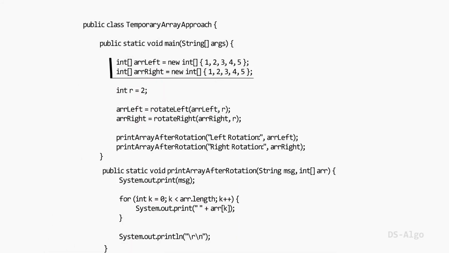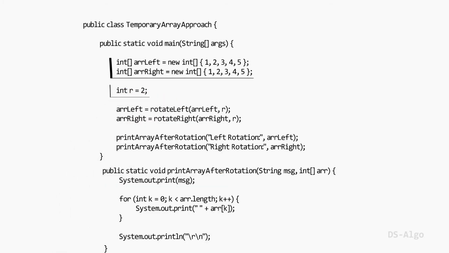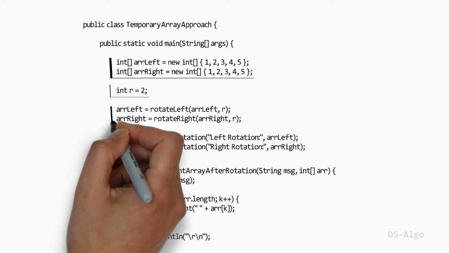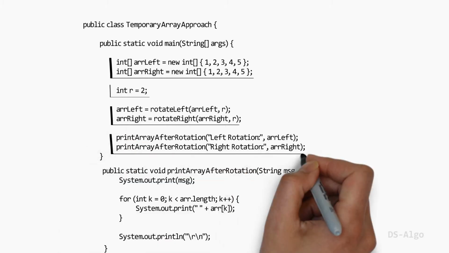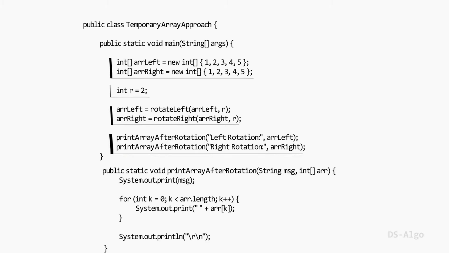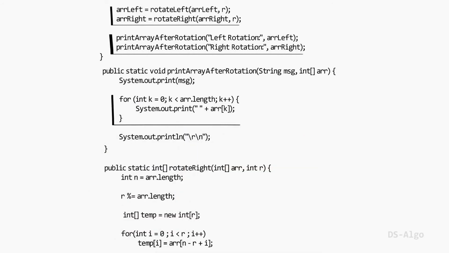These are the two arrays on which we have to perform the array rotation towards the left and right. The rotation count is 2. These are the functions called for the actual implementation of this algorithm, assigning the result array to its initial array. This function is used to print the array after rotation. This for loop prints each array element one by one.